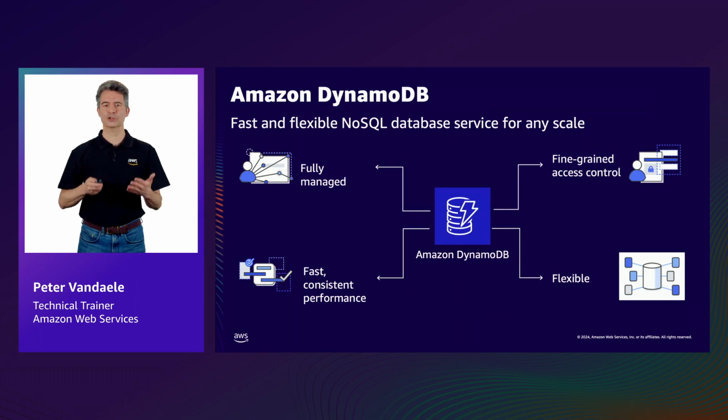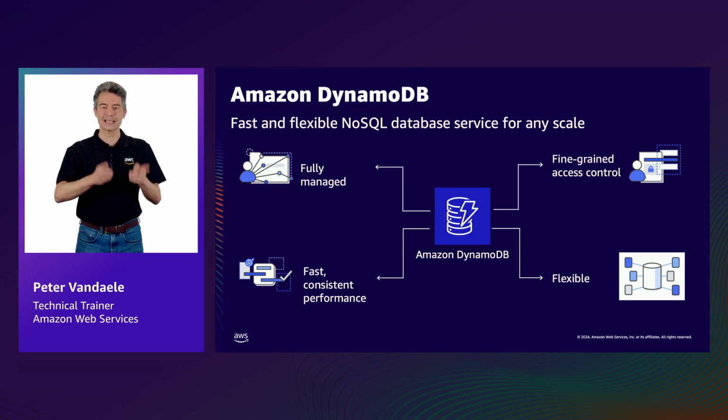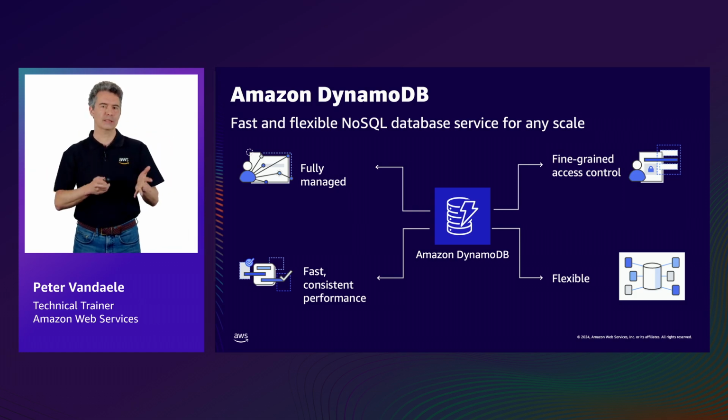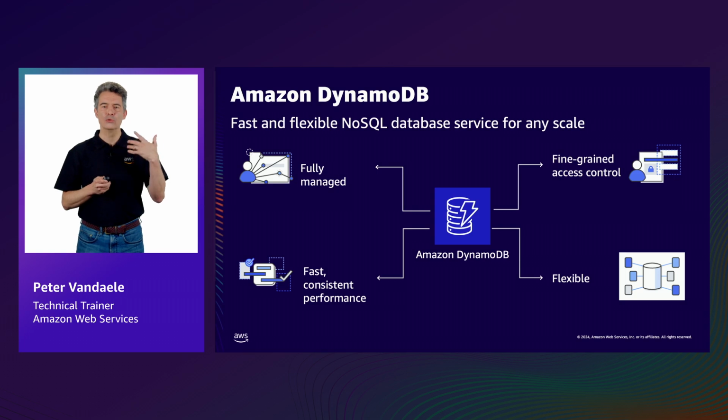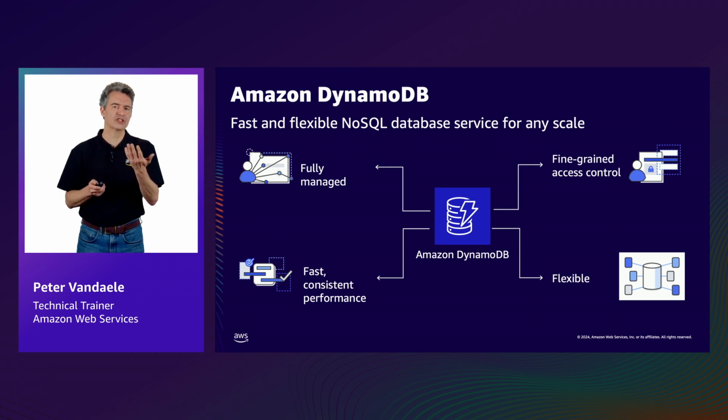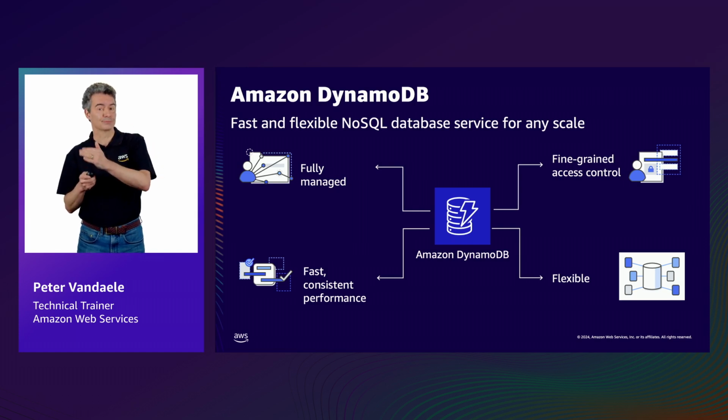Next up, we have Amazon DynamoDB, which is a fast and flexible non-relational database service for applications that need consistent single-digit millisecond latency at any scale. The fully managed nature of DynamoDB makes it really flexible for many different use cases, but also takes away a lot of the management tasks. DynamoDB handles all the partitioning of data in your tables, so you don't have to worry about managing those different partitions yourself. You also get fine-grained access control with identity and access management.